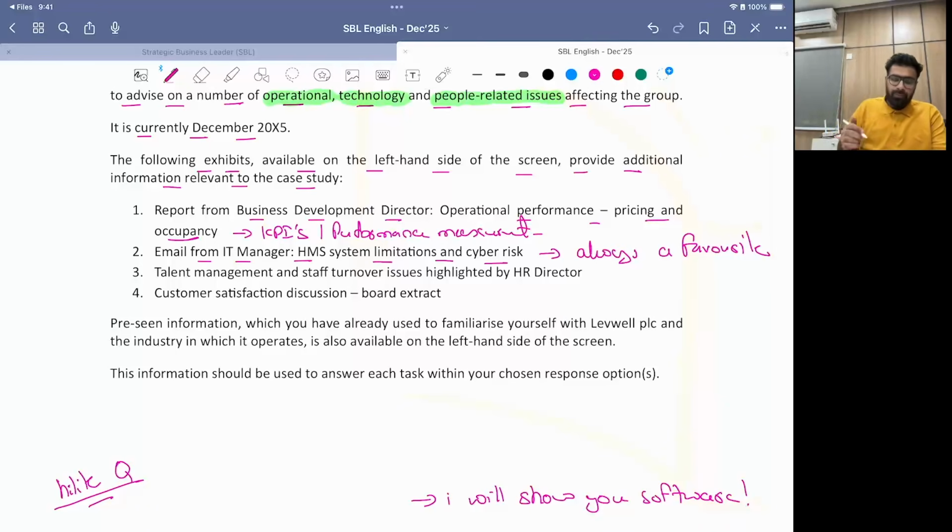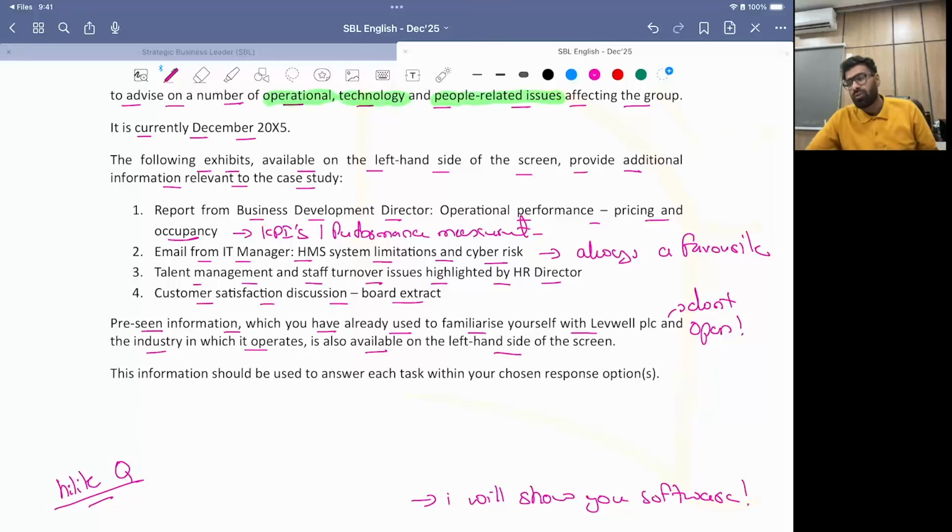I totally say, right? Now, talent management and staff turnover issues highlighted by HR director and customer satisfaction discussion. So the pre-seen information, which you have already used to familiarize yourself with the industry, is also available, but don't open it, guys. Pre-seen is just for you to read 3 or 4 times before at home. Why are you going to open it? I don't think this should be opened, right? Rest is up to you.